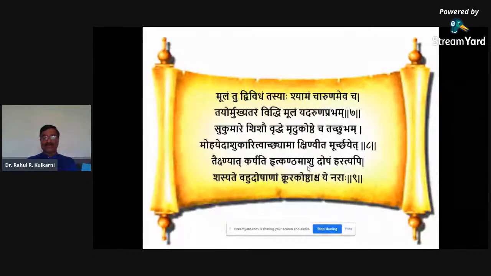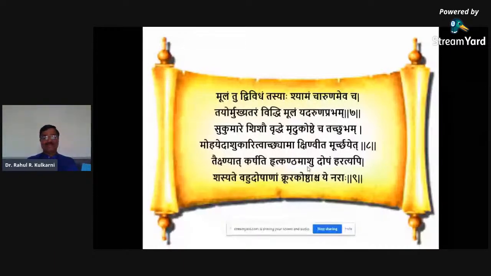Tat shubham. What if you talk about Shama? Mohad ashukaritvat shamam chinvanti murchayet. Moha, it creates moha. Due to the Ashukari property of Shama, this one variety of Virechaka Dravya is going to lead to moha in the person. Kshinvanti means dhatu kshinata will happen, and murchayet, the person gets murchita.